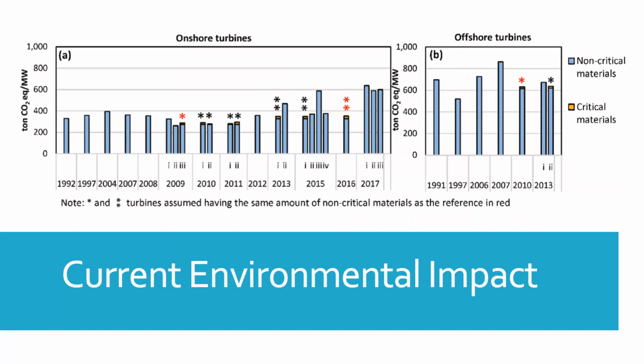And additionally, on average, the impact of the non-critical materials is higher for offshore turbines than the onshore turbines, as you can see in the difference between figure A and figure B. And then the rare earth element impact is about 42 times lower for the offshore turbines and 24 times lower for the onshore turbines. This is mainly due to the small amount of rare earth element material needed in comparison to the non-critical materials.